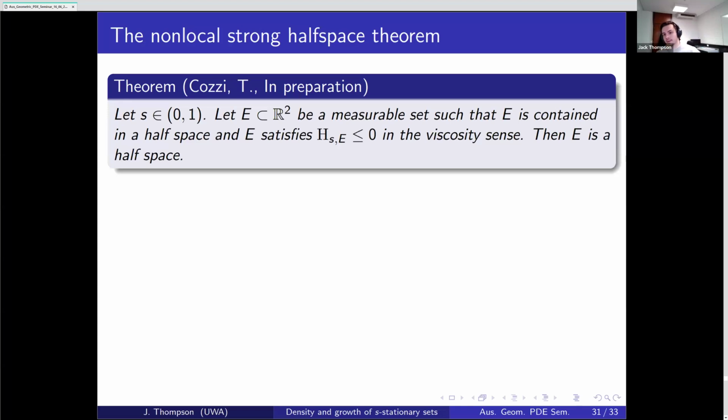My final result is in the non-local case, and it says, okay, I take s between 0 and 1, and I take E in the plane a measurable set. If you don't like measurable set, just a smooth set that's contained in a half space, and it has s-mean curvature less than or equal to 0. Okay, and if E is smooth, viscosity sense just means in a pointwise sense. And then in this scenario, E is actually a half space.